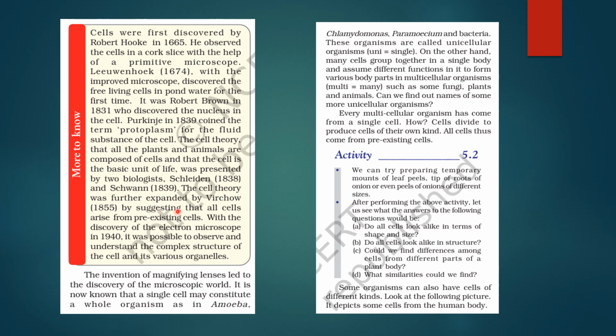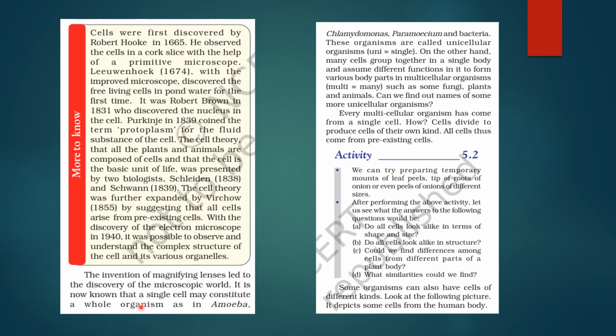Okay, the cell theory was further expanded by Virchow in 1855 by suggesting that all cells arise from pre-existing cells. And with the discovery of the electron microscope in 1940, it was possible to observe and understand the complex structure of the cell and its various organelles. वही हम अभी study करेंगे, ठीक है? Then the invention of magnifying glasses led to the discovery of the microscopic world.